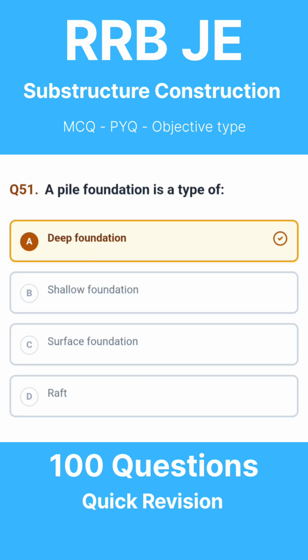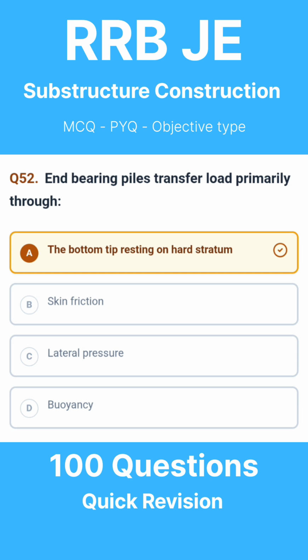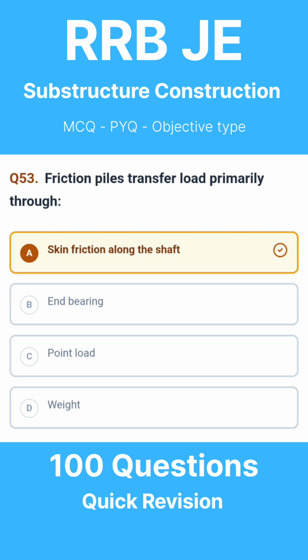Question 51. A pile foundation is a type of. The correct answer is deep foundation. Question 52. End-bearing piles transfer load primarily through. The correct answer is the bottom tip resting on hard stratum. Question 53. Friction piles transfer load primarily through. The correct answer is skin friction along the shaft.